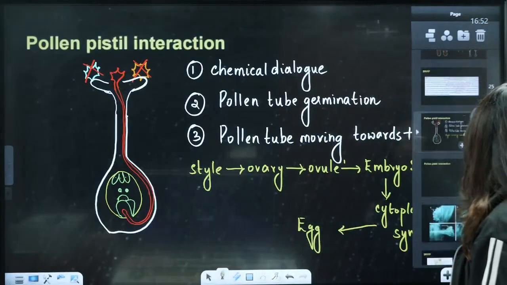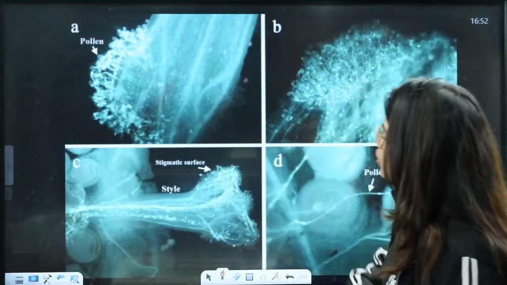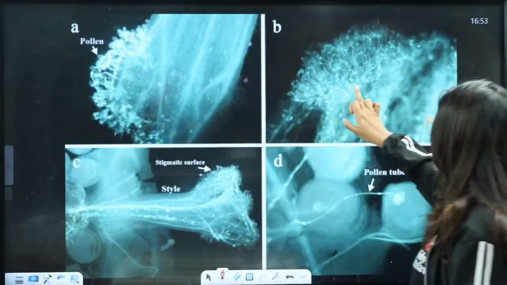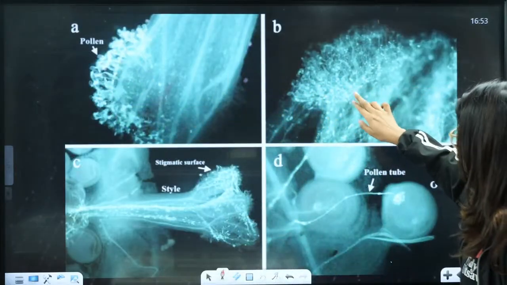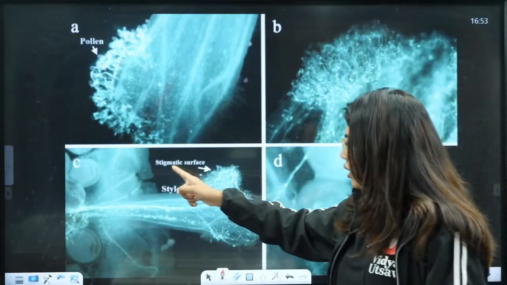So this is called pollen-pistil interaction. Now I'll show you an image of how it looks. So students, look here, the pollen grain has settled on the stigma. From there, growth is happening. A small growth is visible. So you can see how the stigmatic process works.